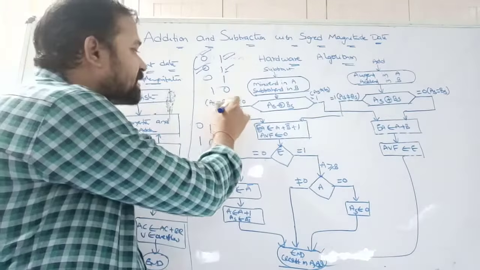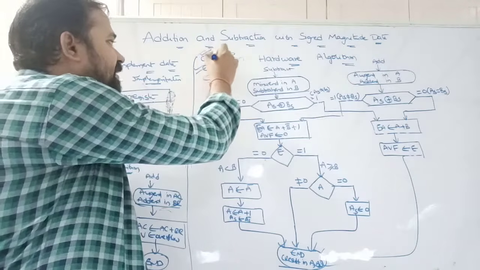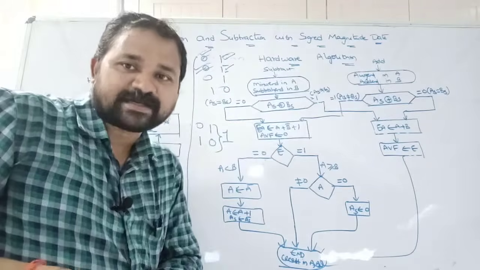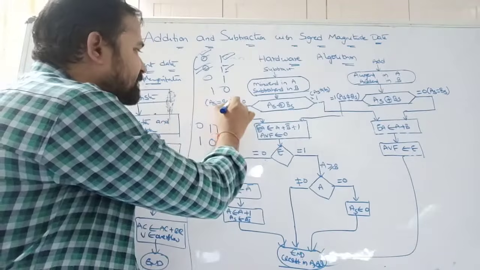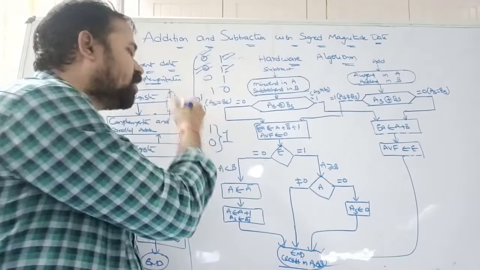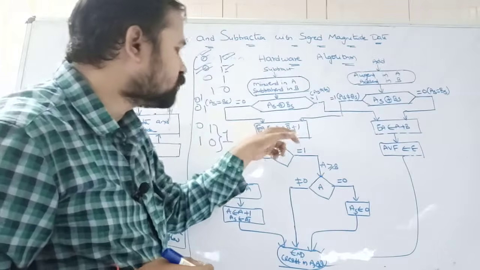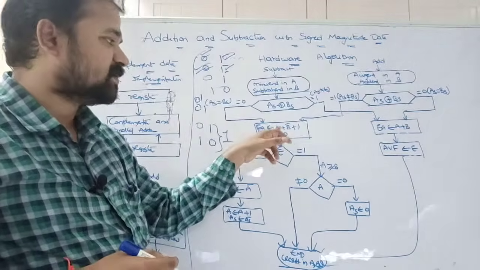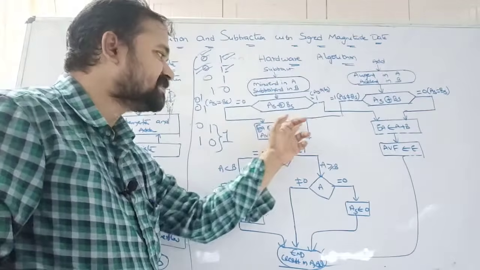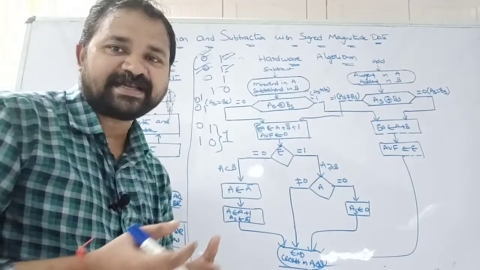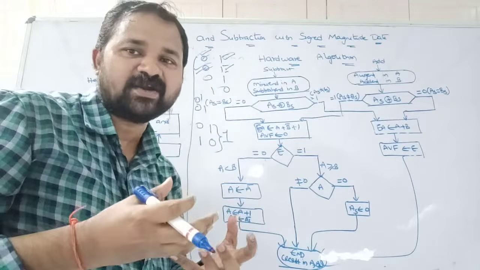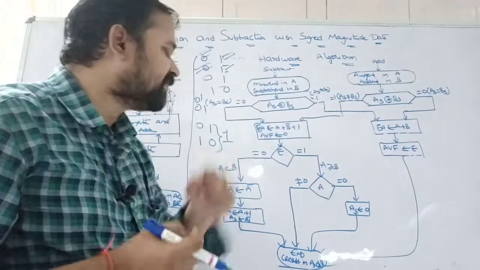Next, if the signs are same, that means the signs are either 0, 0 or 1, 1, then what we have to do? We have to subtract those two numbers. If AS equals BS, that means AS value and BS value may be 0, 0 or 1, 1, then we have to subtract the second number from the first number. So A plus B bar plus 1. The result is transferred to EA. So this is nothing but subtraction operation. After that, if we perform subtraction operation, we should not get any overflow. So AVF will be cleared to 0.